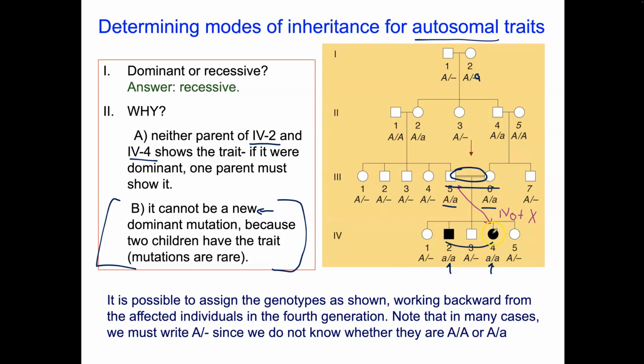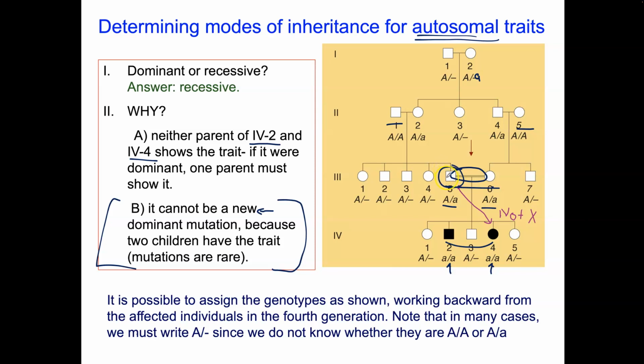We know it can't be an X-linked trait, if you hadn't been told it was autosomal, because here's a daughter and her father doesn't have it, and so it can't be an X-linked trait. And we can go in and we're going to make assumptions. So we're going to assume anybody marrying in to the family is homozygous normal, unless we have evidence otherwise, and we don't.